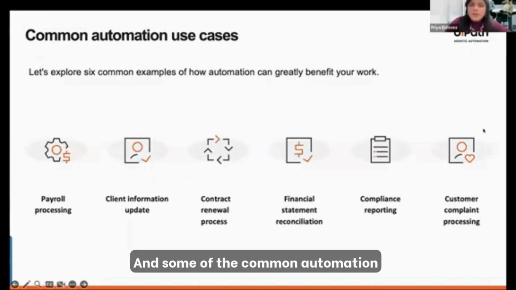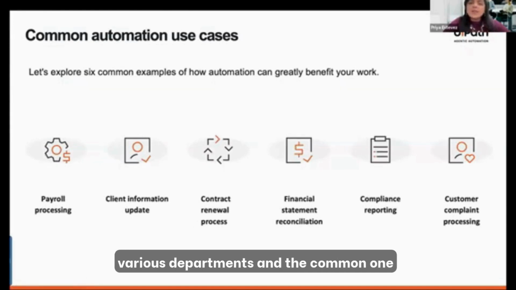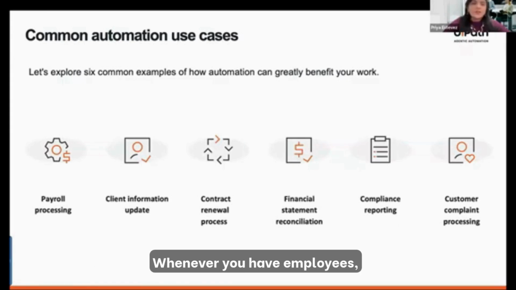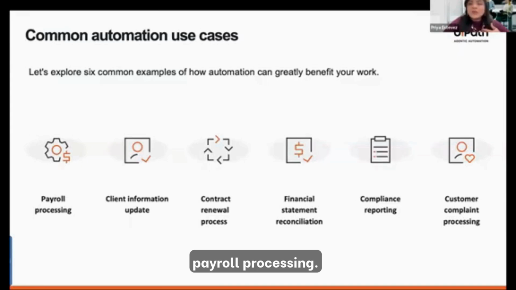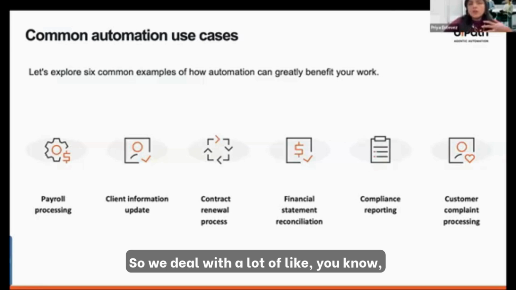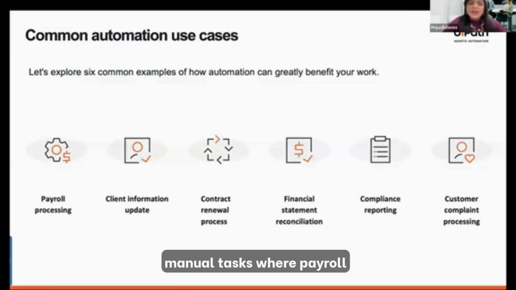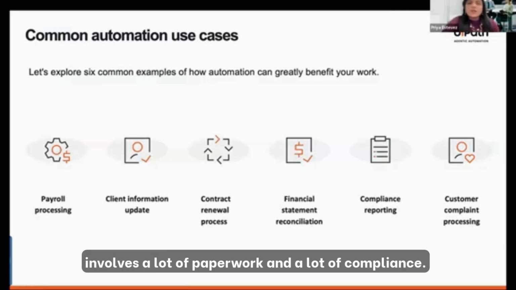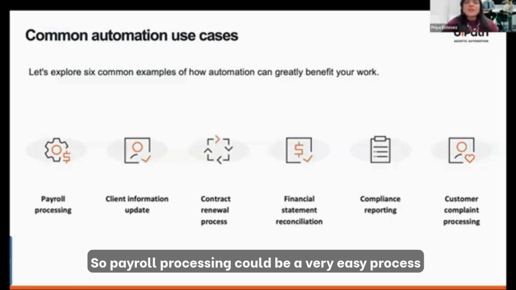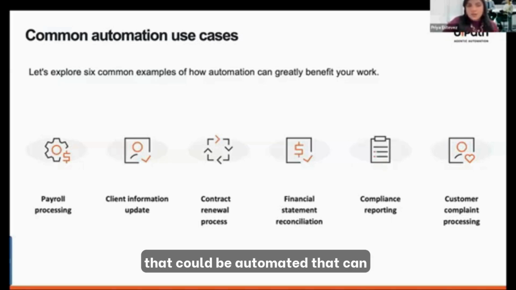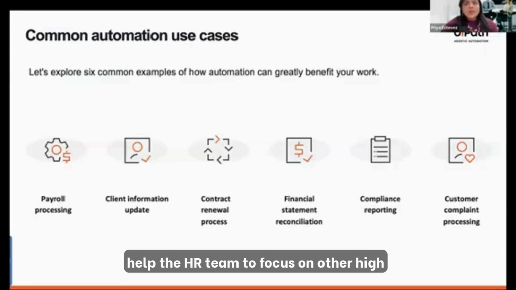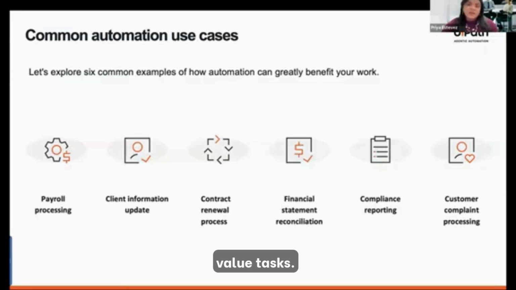And some of the common automation use cases, because every single organization has various departments. The common one that we've seen is payroll processing. Whenever you have employees, there's onboarding involved and there's payroll processing. So we deal with a lot of manual tasks, where payroll involves a lot of paperwork and a lot of compliance. So payroll processing could be a very easy process to automate that can help the HR team focus on other high value tasks.